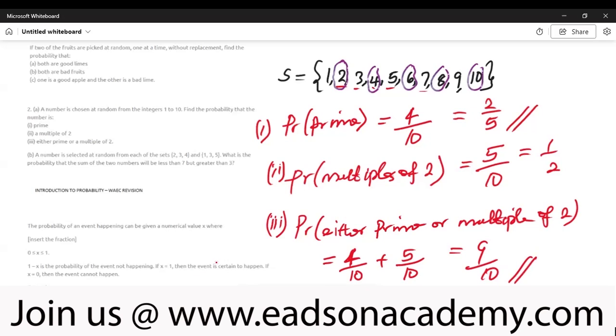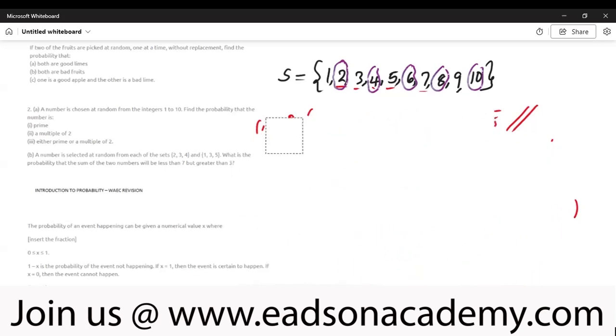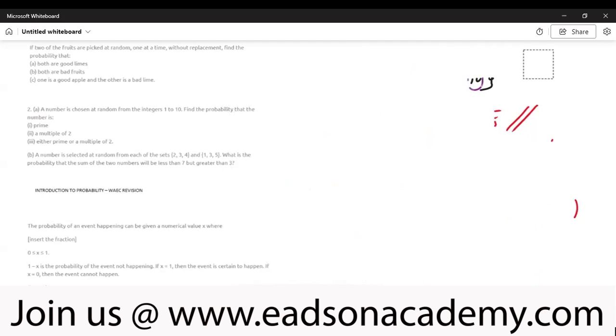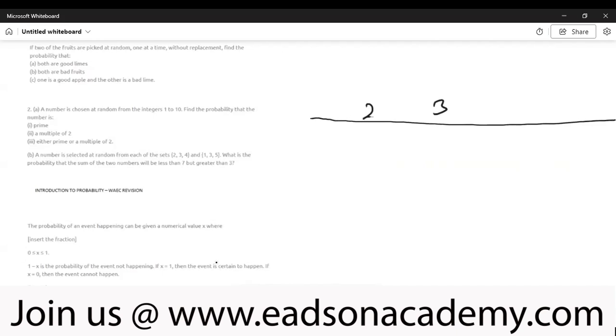Question B says, a number is selected at random from each of the sets 2, 3, 4 and 1, 3, 5. What is the probability that the sum of the two numbers will be less than 7 but greater than 3? Questions like this that border on two sample spaces are better answered using a table. So I'm going to draw a table now. One side of the table will contain one of the sets, the other will contain the other set. So the first set is the elements 2, 3, 4. I'll write that on a horizontal line, 2, 3, and 4. The other one, I'll write in a vertical column. The elements are 1, 3, 5.